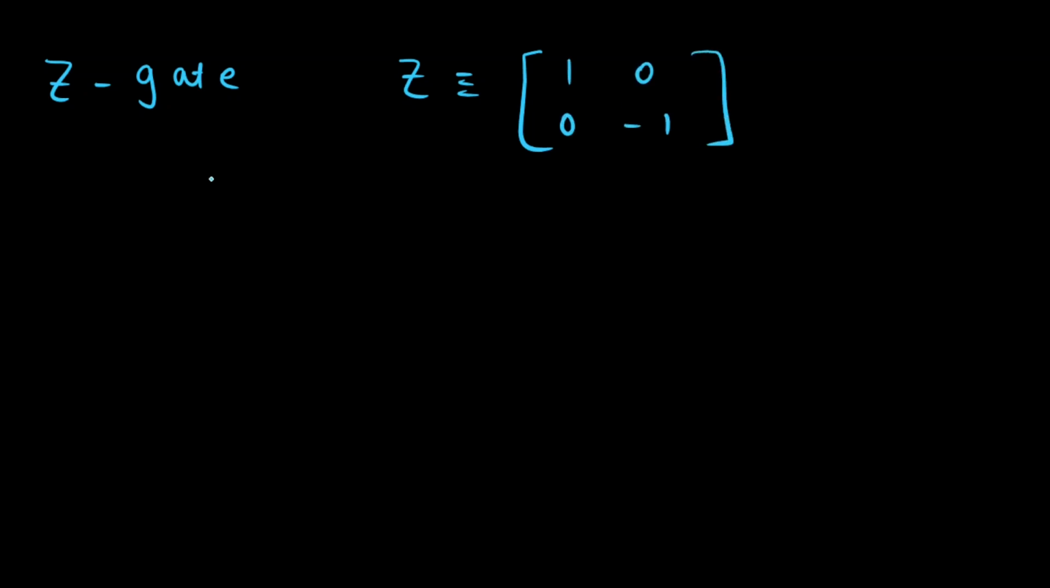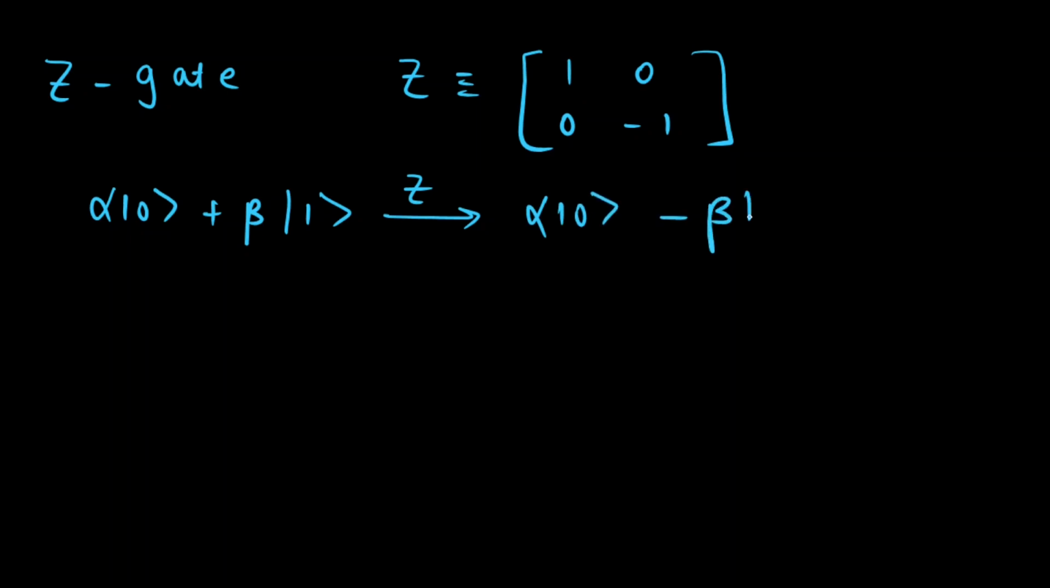First one is the Z gate, which is given by Z equal to 1 0 0 minus 1. For a state alpha 0 plus beta 1, when operated by the Z gate, we'll have output as alpha 0 minus beta 1. So it has flipped the sign of the 1 state.